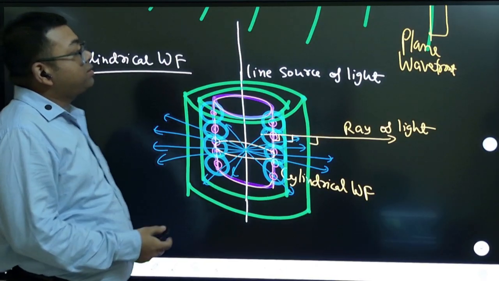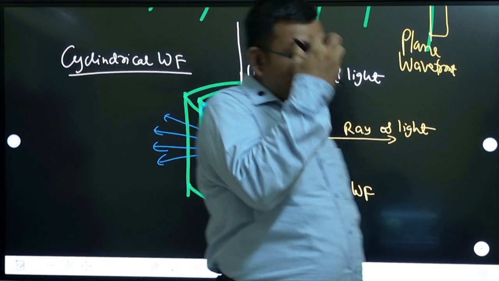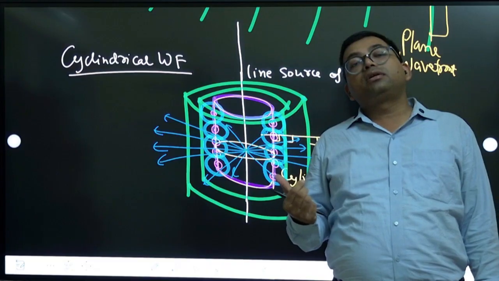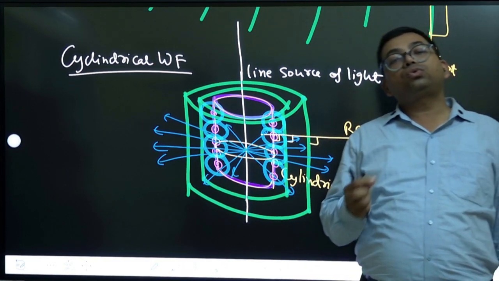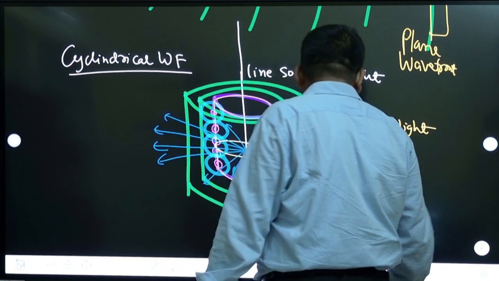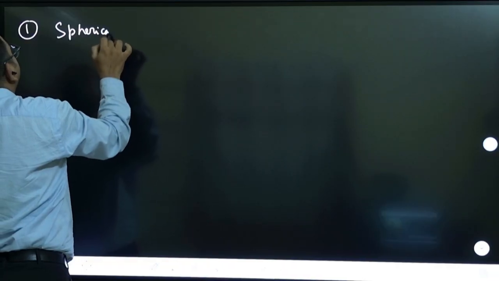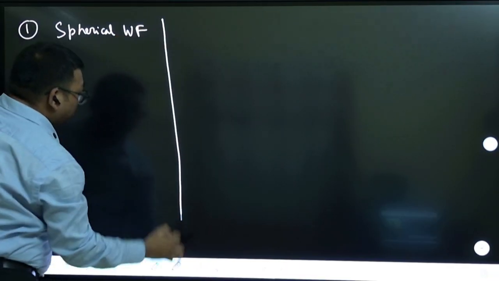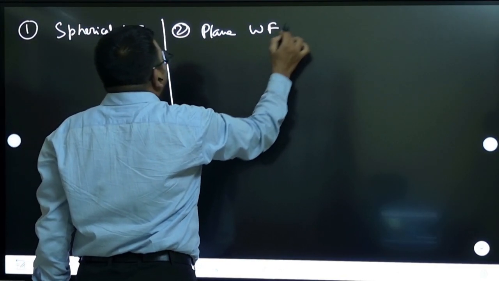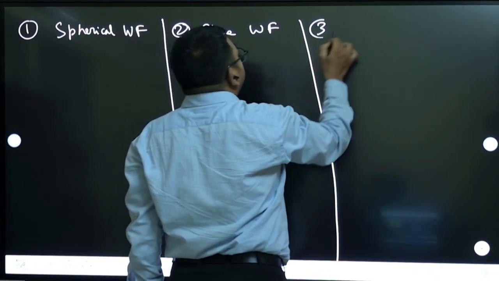Now, the important thing about waves is we can try to understand the amplitude of the wave and the intensity of the wave calculation for spherical, plane and cylindrical wavefronts. Let us note that. So let us take the first as a spherical wavefront. Second, take a plane wavefront. Third, take a cylindrical wavefront.